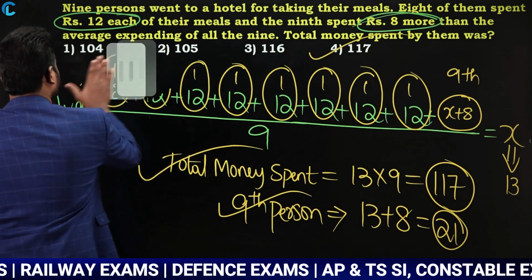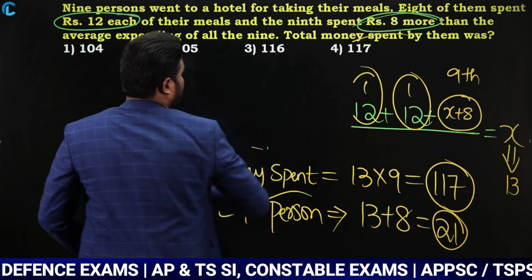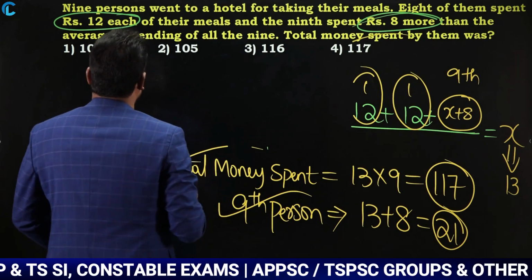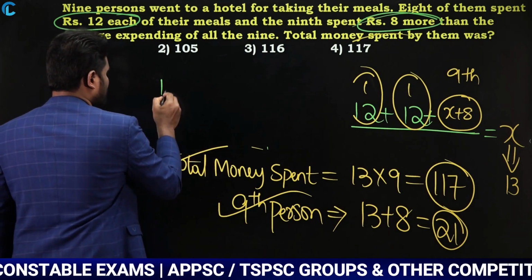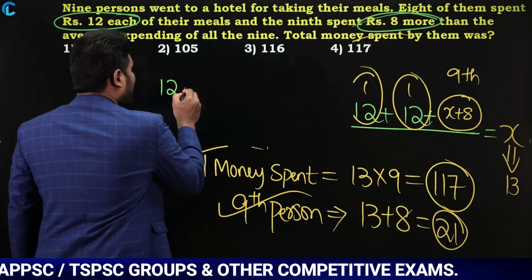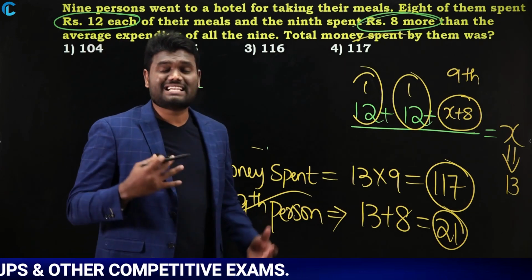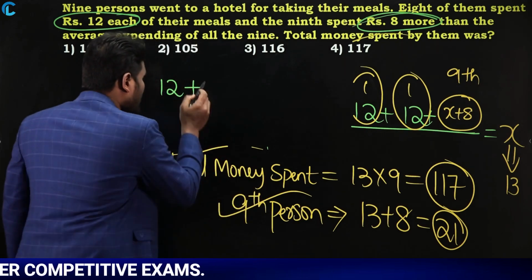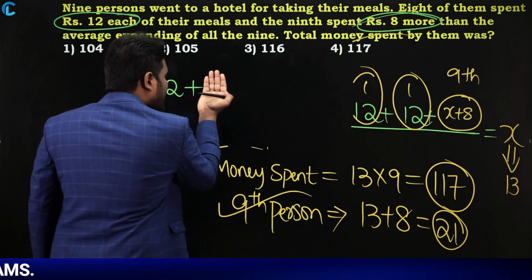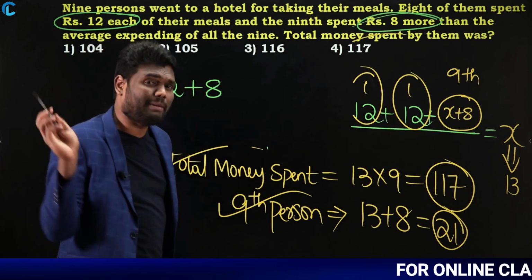Now how to solve this question directly? Observe here carefully. In this question, what happened? It is said that each person is going to spend 12 rupees, 12 rupees, 12 rupees. Yes or no? Now the ninth person has spent 8 more. 8 more means he has 8 rupees extra. Yes or no? That is the reason: whatever extra he has spent, add this 8 and distribute it among the remaining persons.